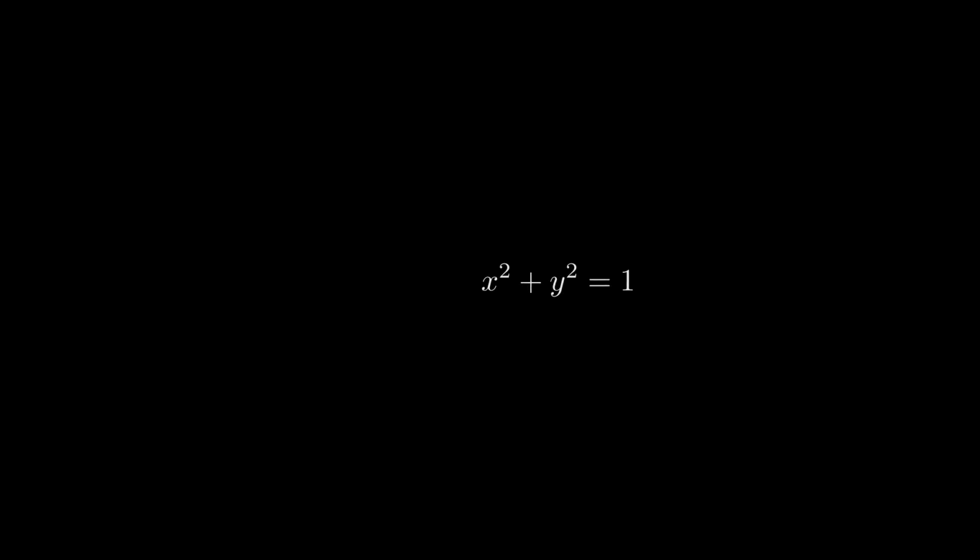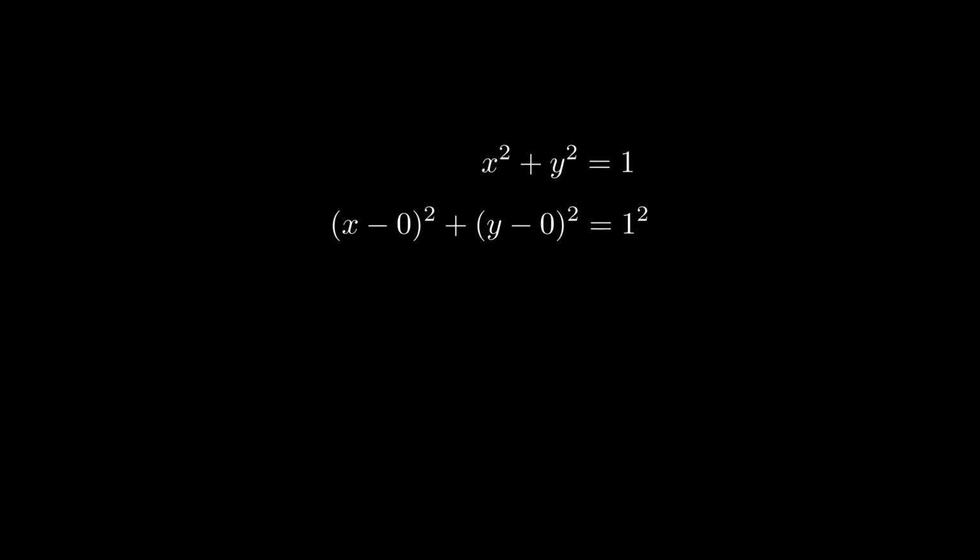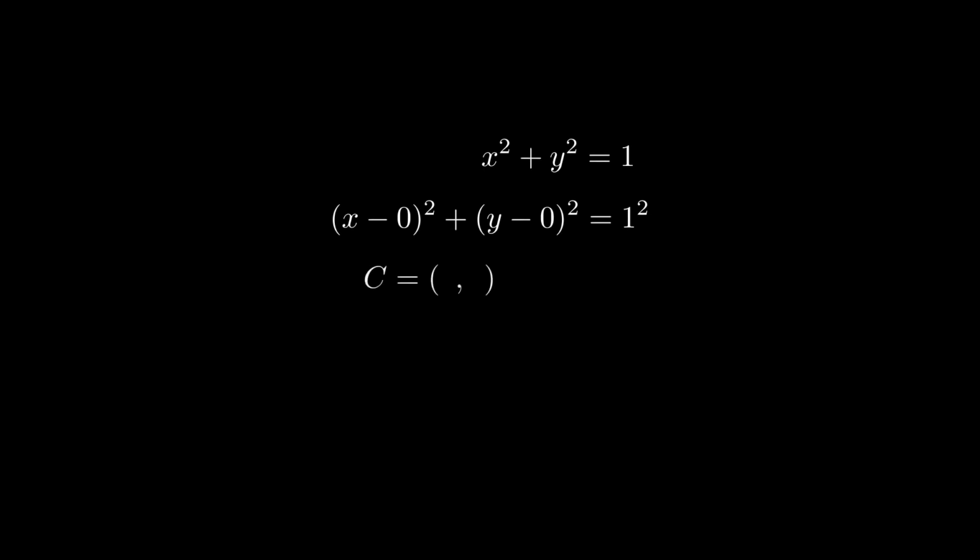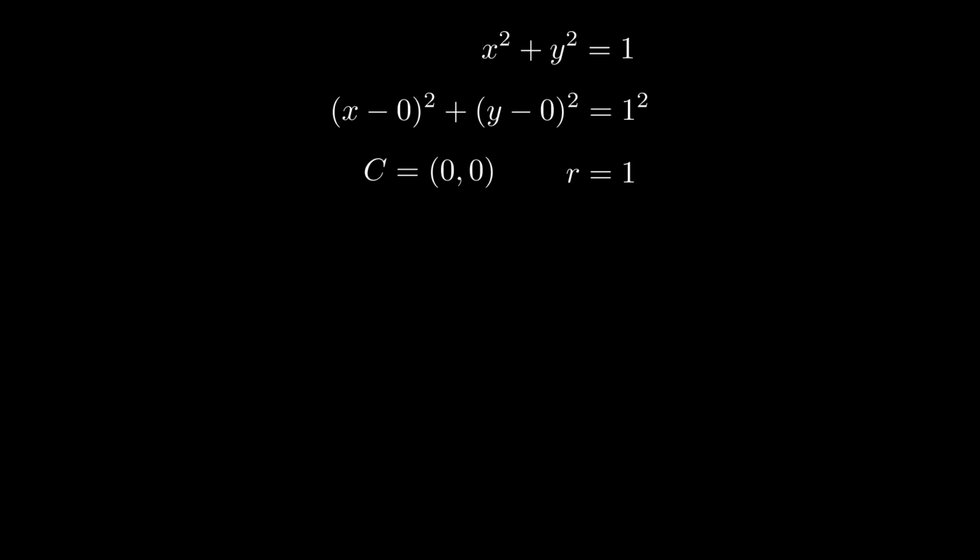We can break down this equation further. X squared is the same as x minus 0 whole squared. Y squared is equivalent to y minus 0 whole squared, and 1 is equal to 1 squared. Essentially, we are looking at a circle with its center at 0, 0, and a radius of 1. This is where mathematics becomes similar to a language that unlocks the mysteries of shapes.